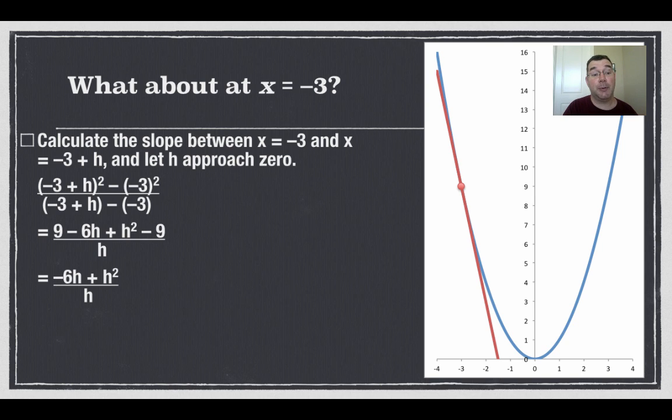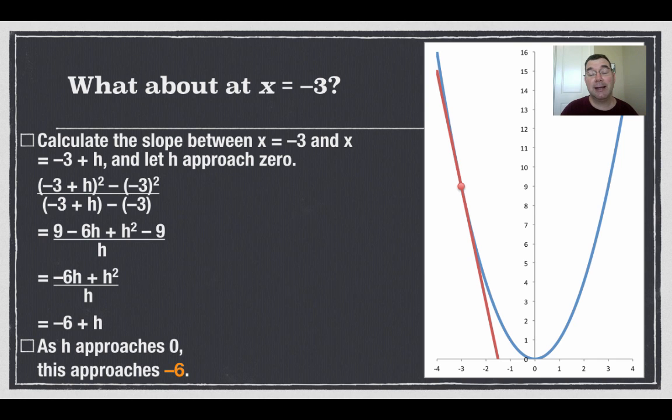Again, I can divide top and bottom by h, leaving me with just negative 6 plus h over 1, which is just negative 6 plus h. And then as h approaches 0, this approaches negative 6. So the slope of that tangent line at x equals negative 3 is going to be negative 6. And you can see that it's steep, you can see that it's negative, so negative 6 seems right as a slope for that red tangent line.